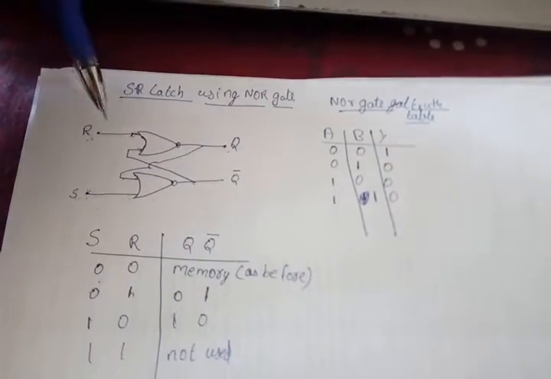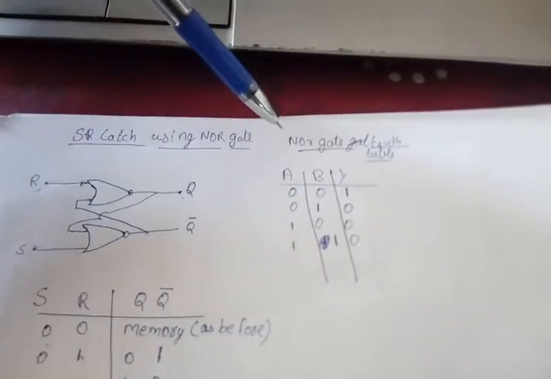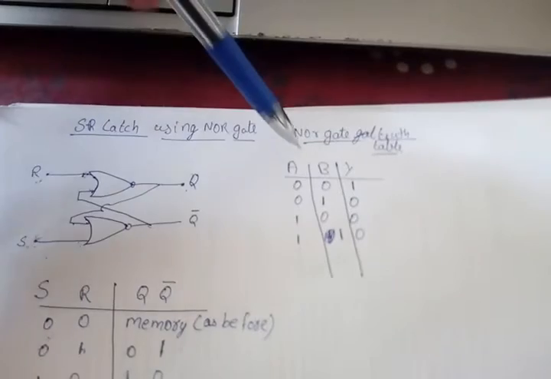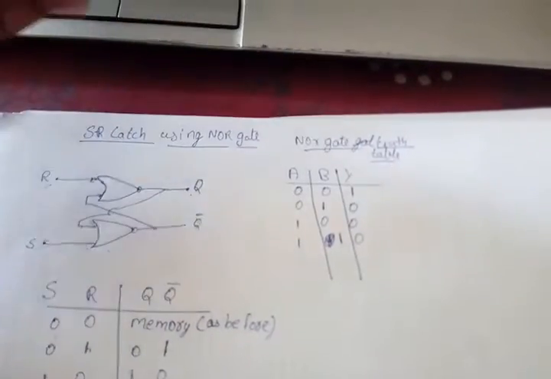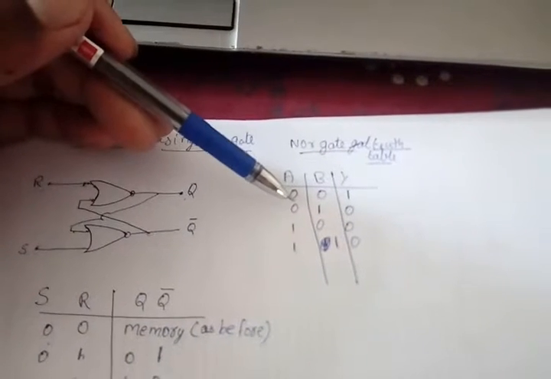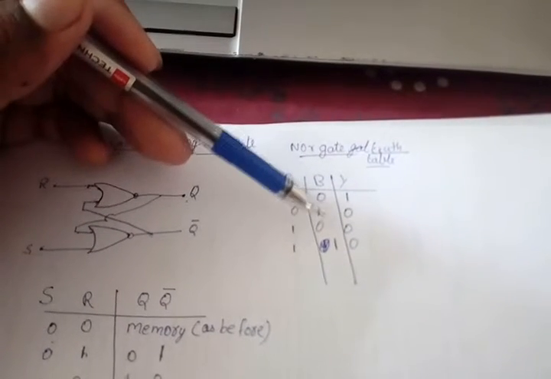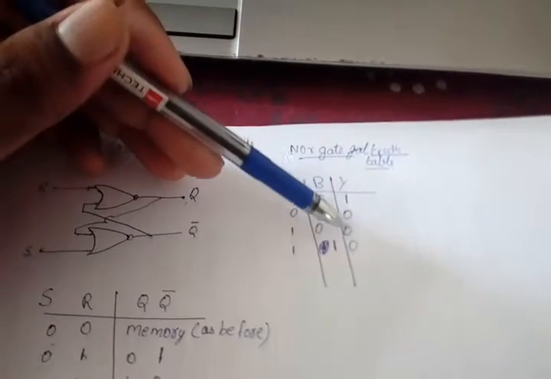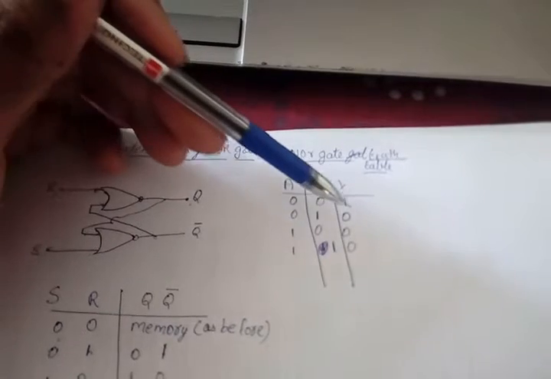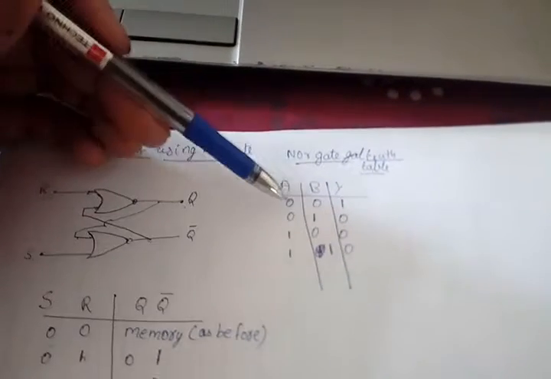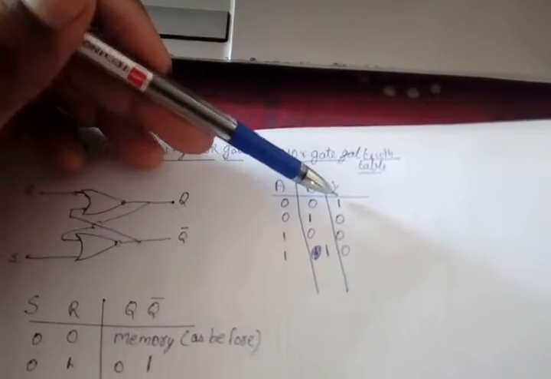To understand the working of this circuit, first we have to understand the truth table of NOR gate. This is the truth table of NOR gate. Here we can see that when both inputs are 0, the output will be 1. When one input is 1, we don't have to look at the other input. The output will always be 0. If one input is 1, the output will always be 0. If both inputs are 0, the output will be 1.